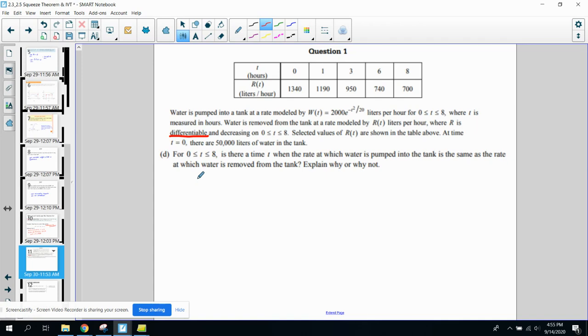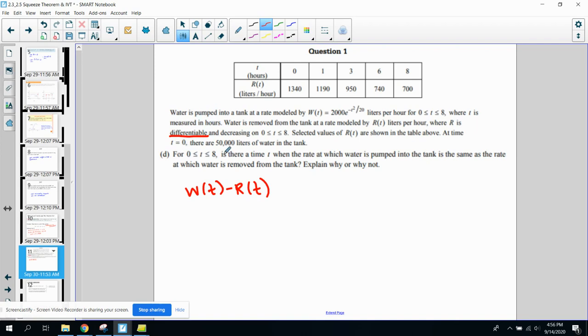So we need to figure out how much water is actually in the tank, right? If water is being pumped in and water is being pumped out, we can say that the amount of water at any given time in the tank is going to be W of t minus R of t. So the rate of the water being pumped in minus the rate of the water being pumped out, that's going to be the amount of water that we have in the tank.